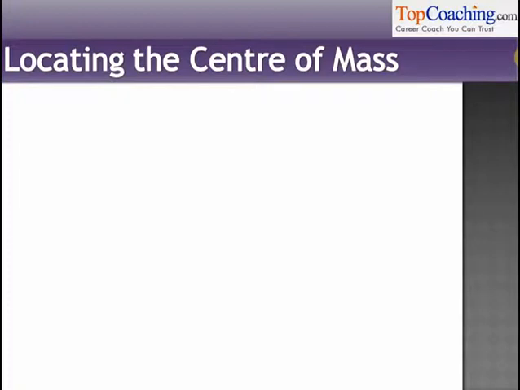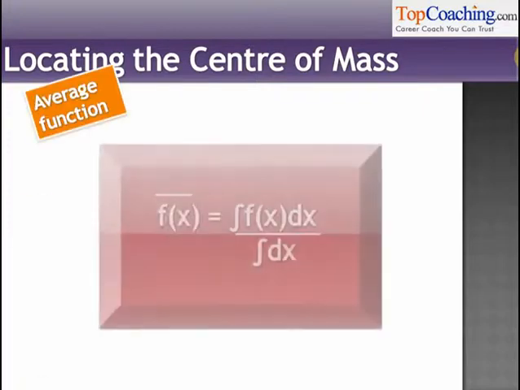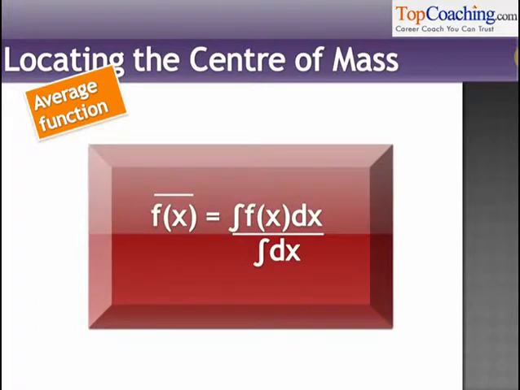Before we understand how to calculate the center of mass for bodies which are not symmetrical, let us first learn about something called the average function. You see, when you have to calculate the average value of any function, f of x, in that case, it has been proved in mathematics that the average value of f of x, represented by f of x bar, is integral f of x dx divided by integral dx. Understood? This function you see on your screen represents the average value of f of x over the period across which the integration has taken place.